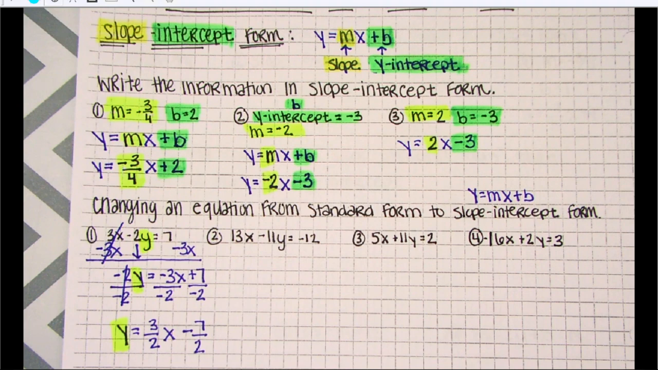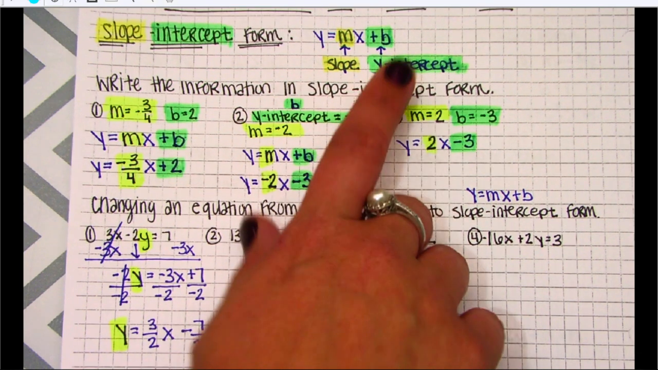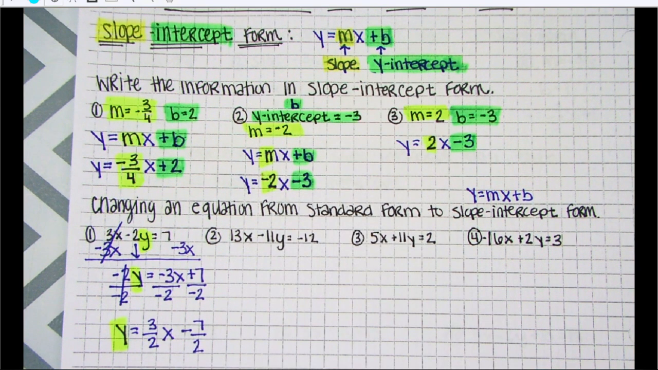y equals mx plus b, which is also called slope-intercept form. So remember, the letter m is slope, the letter b is the y-intercept. We graph the y-intercept on which axis? The y-axis. Which one is the y? Up and down, vertical, that's y. The x-axis goes left to right, horizontal, okay?